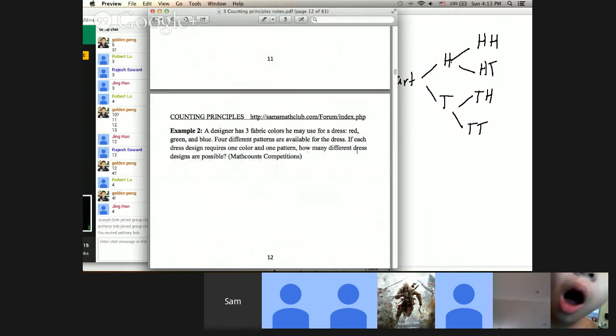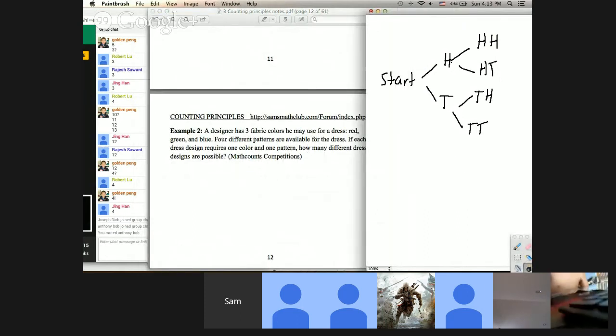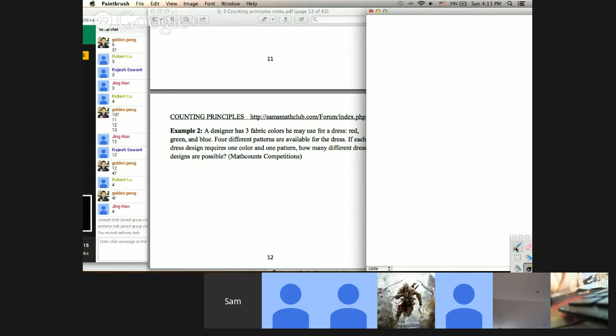Okay. So a designer has 3 fabric colors. Just read this problem and see if you can solve it.